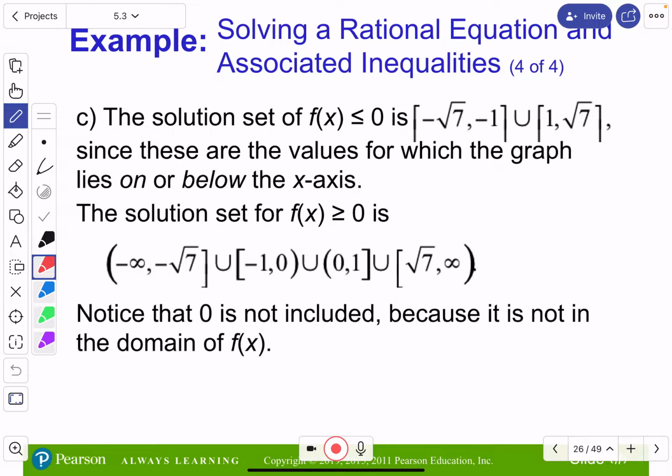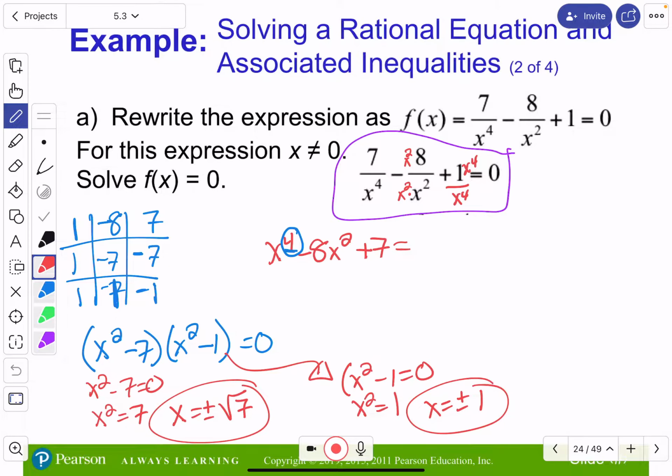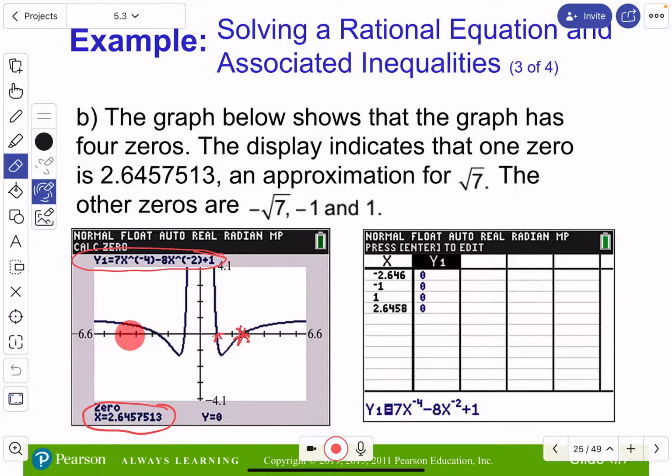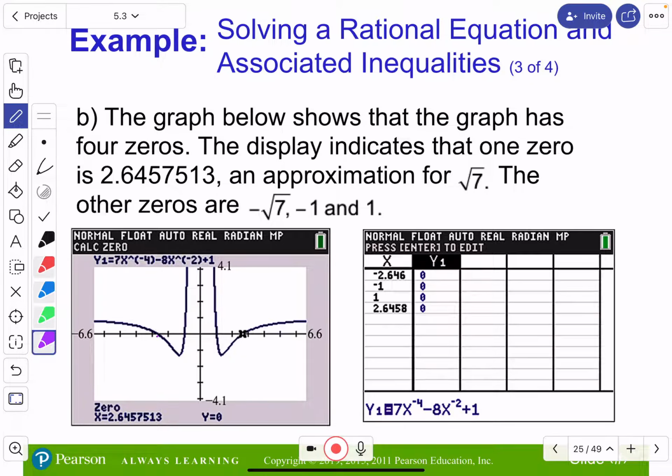Now, if we're trying to solve for, what was the last thing? Less than and greater than. So, if I want to know when this is less than or equal to 0, we have these pieces right here. So it's 2 pieces, which means we need 2 parentheses. This one goes from negative root 7 to negative 1. And this one goes from 1 to root 7. And they were less than or equal to, so these would be brackets with a U in between.